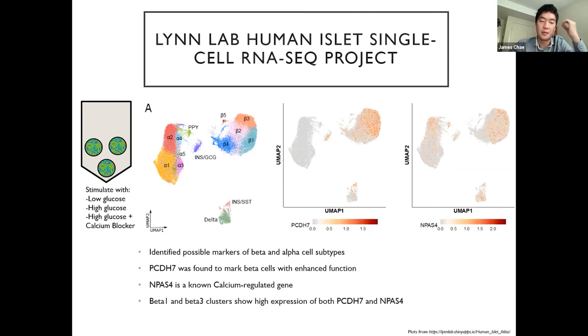One gene that was found to be especially interesting was PCDH7. PCDH7 was found primarily in beta cells, but not just any beta cells: beta cells that had enhanced function and a lot of insulin. MPAS4 is another gene that was studied in the Lin lab before, and it's known to be a very highly calcium regulated gene. Both these genes are very highly expressed in the beta 1 and the beta 3 clusters. Next slide, please.